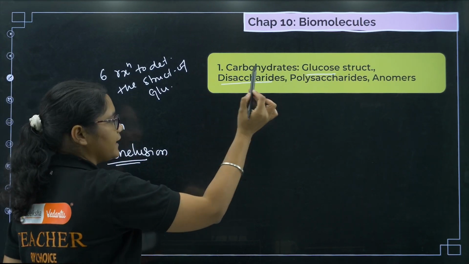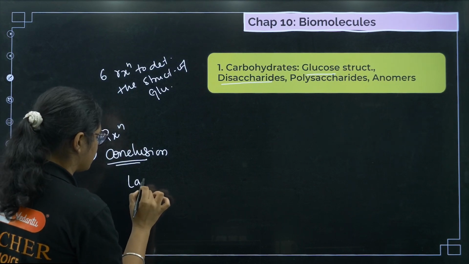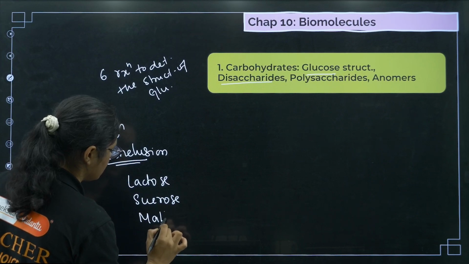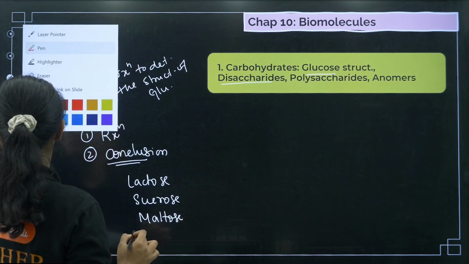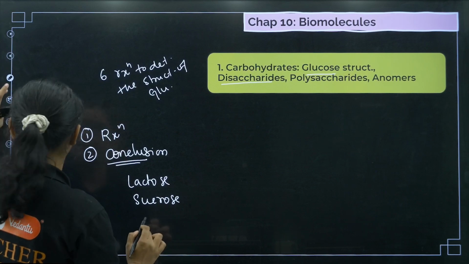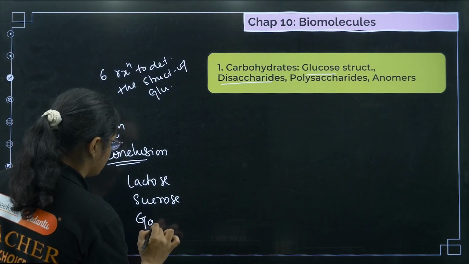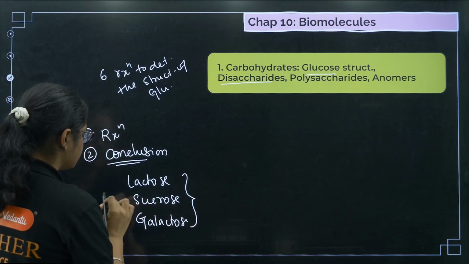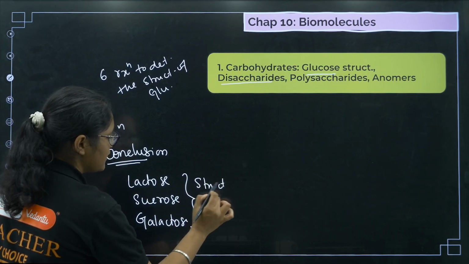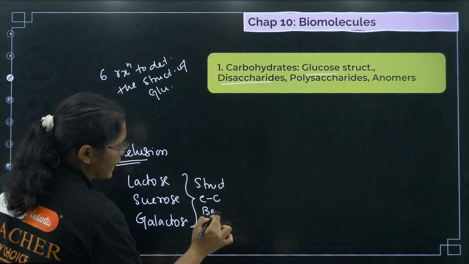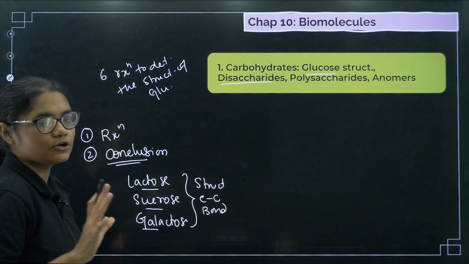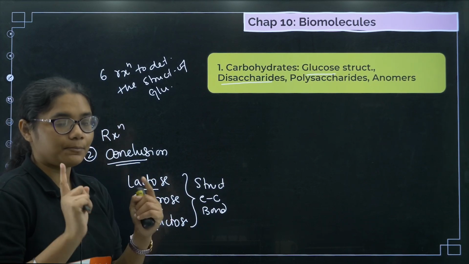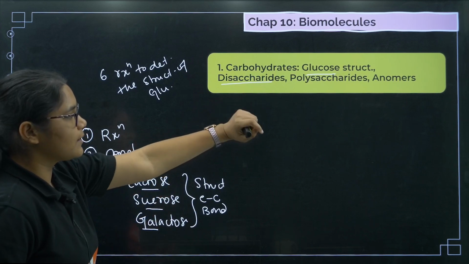Next thing is disaccharides. So 3 disaccharides are there, that is your lactose, sucrose and maltose. Sorry, not maltose. Sorry, lactose, sucrose and galactose. Okay, so in each of these 3 you should be knowing the structure. Okay, you should be learning their structure, and the glycosidic linkage between these 3 structures should be very clear. Okay, and I know it is a little difficult to remember the structures, but yes, you have to practice it again and again.